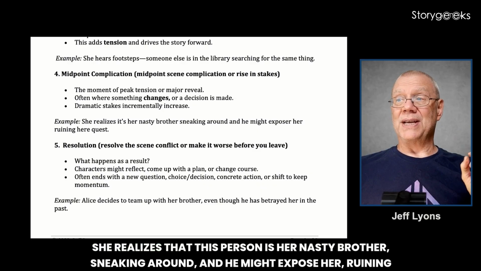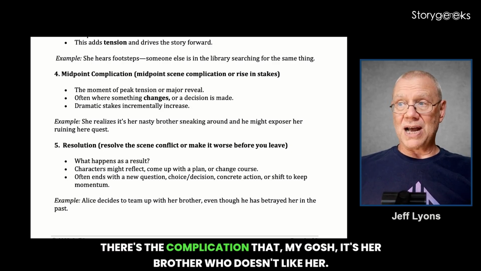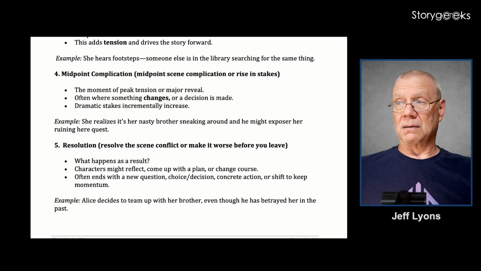As an example, she realizes that this person is her nasty brother, sneaking around, and he might expose her, ruining her quest. There's the conflict. There's the complication that, oh my gosh, it's her brother who doesn't like her. And there we go. That's the peak tension. That's the key revelation.